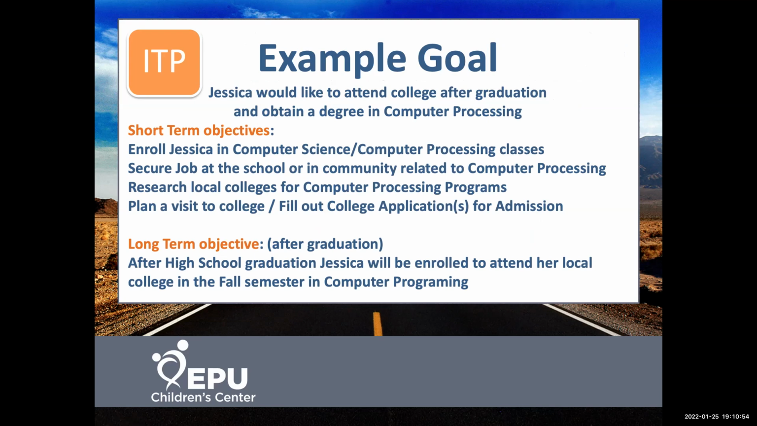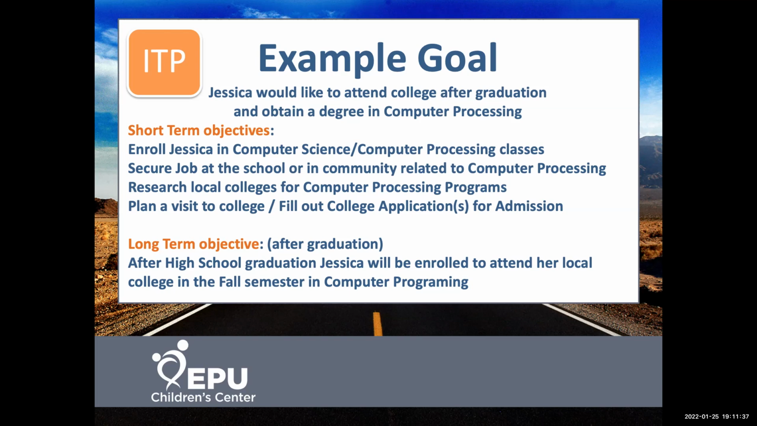So here's an example of a goal that might be in an ITP. Jessica would like to attend college after graduation and obtain a career in computer processing. So if that's what Jessica wants to do, then we might come up with some short-term goals that would help Jessica be successful in that. So maybe she will enroll in some computer classes or explore what's being offered in her area. Maybe she'll have a goal to secure a job at the school or in the community that utilizes some of those skills. So if we can practice that and see if that's really what she wants to do.